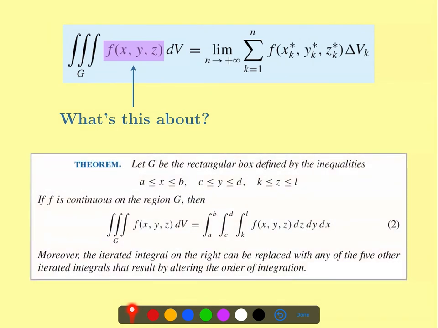Here would be a simple theorem telling you how to set up a triple integral when you have a box, and nothing surprising here. The x is going between a and b, the y is going between c and d, and the z is going between k and l, because those are the limits on x, y, and z that you're given for the box.